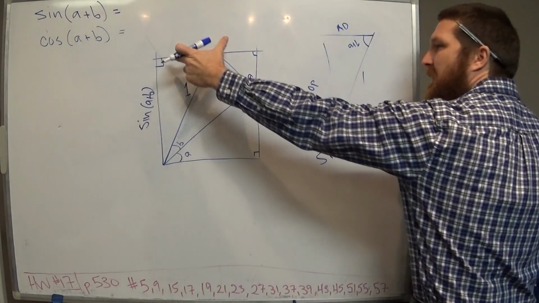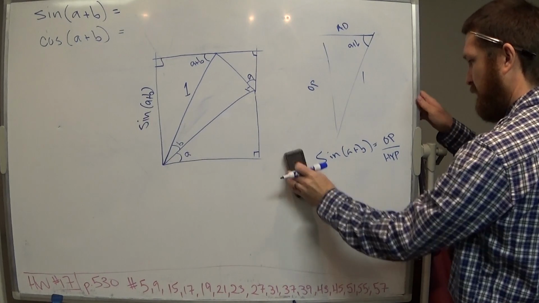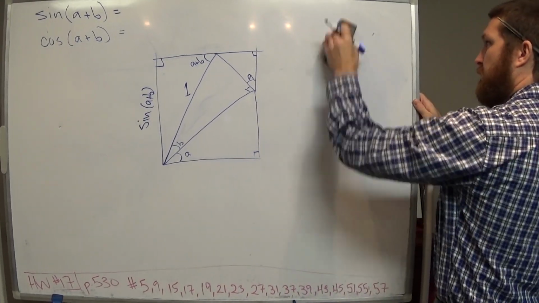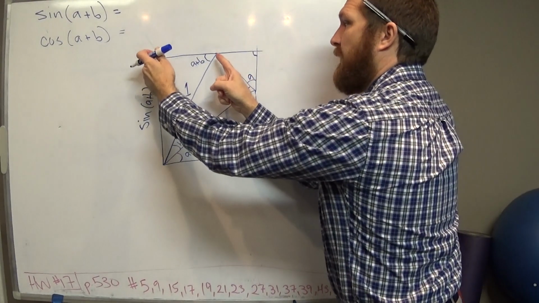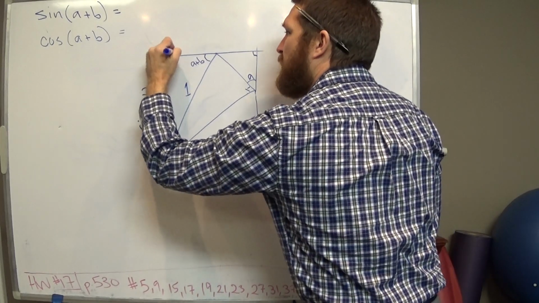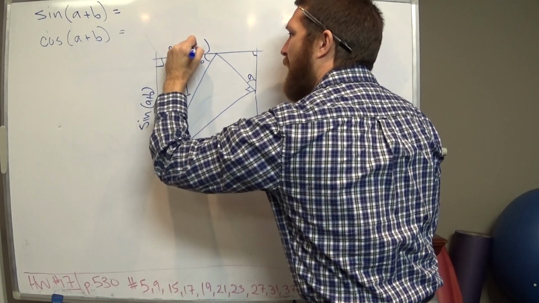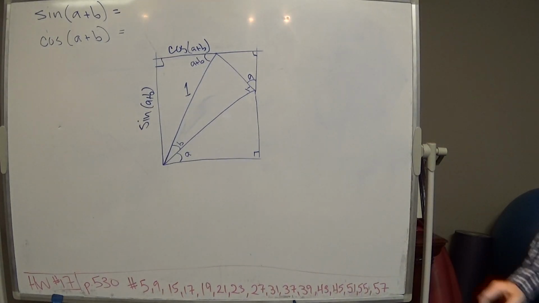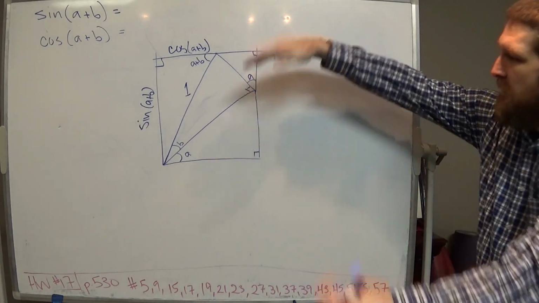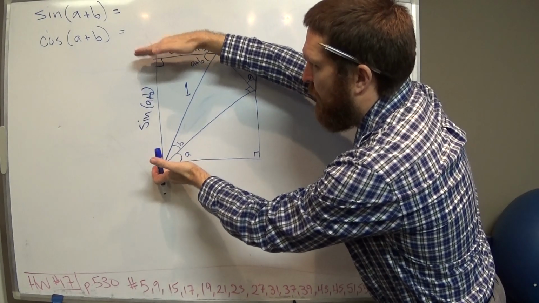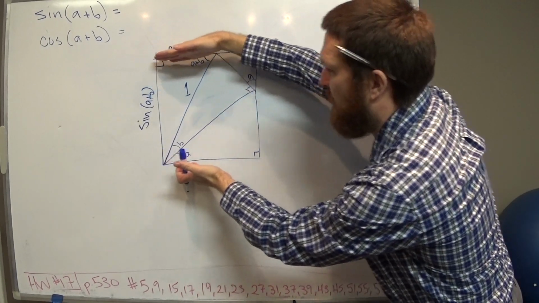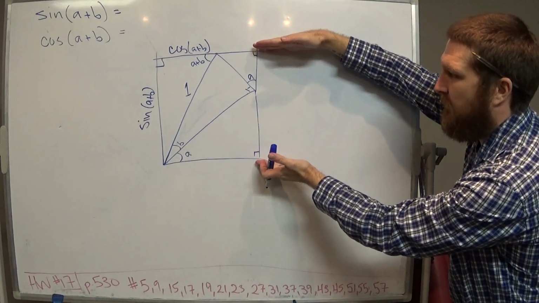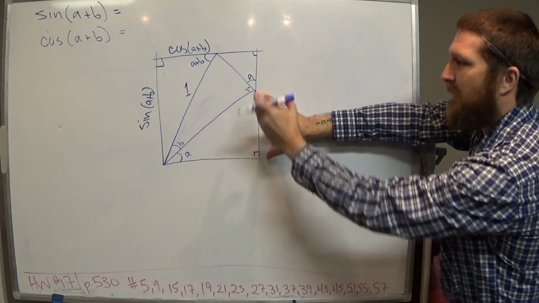So that means that this length from here to here is what? This little bit right here. Cosine. That's cosine A plus B. And those are the things that we want. So now let's look at this. And here's the idea. Notice that this length from here to here, which is the thing that we want, is the same as this length from here to here, which is this bit plus this bit.